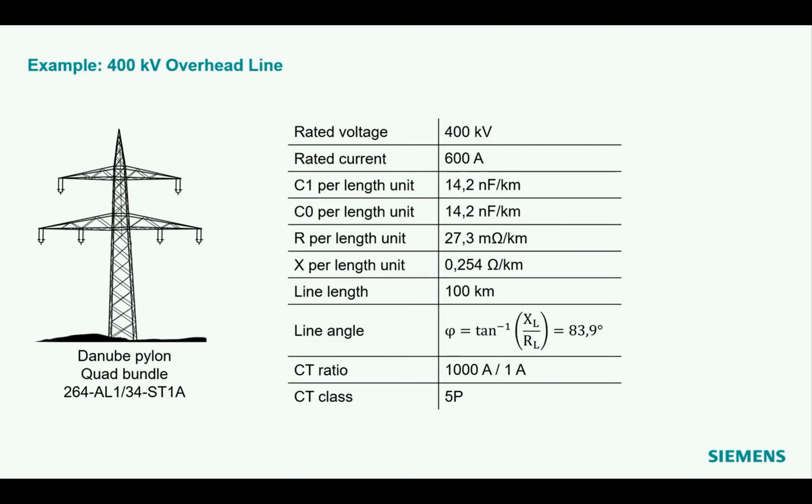Furthermore, you see in this table values for the line capacitance, impedance, reactance, and resistance. With the line resistance and reactance, you can calculate the line angle as shown on the slide. Line angle in this case is 83.9 degrees.